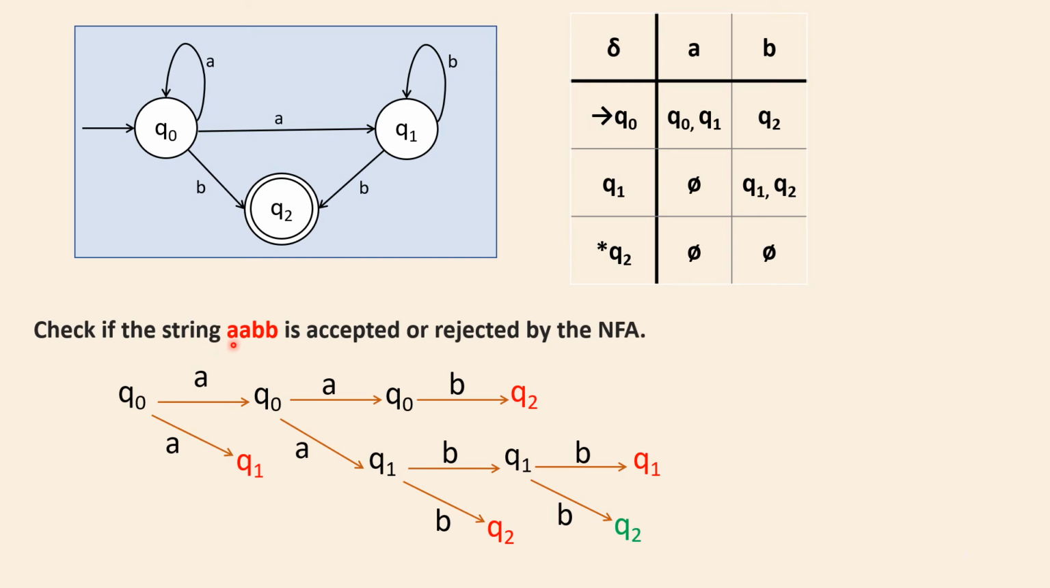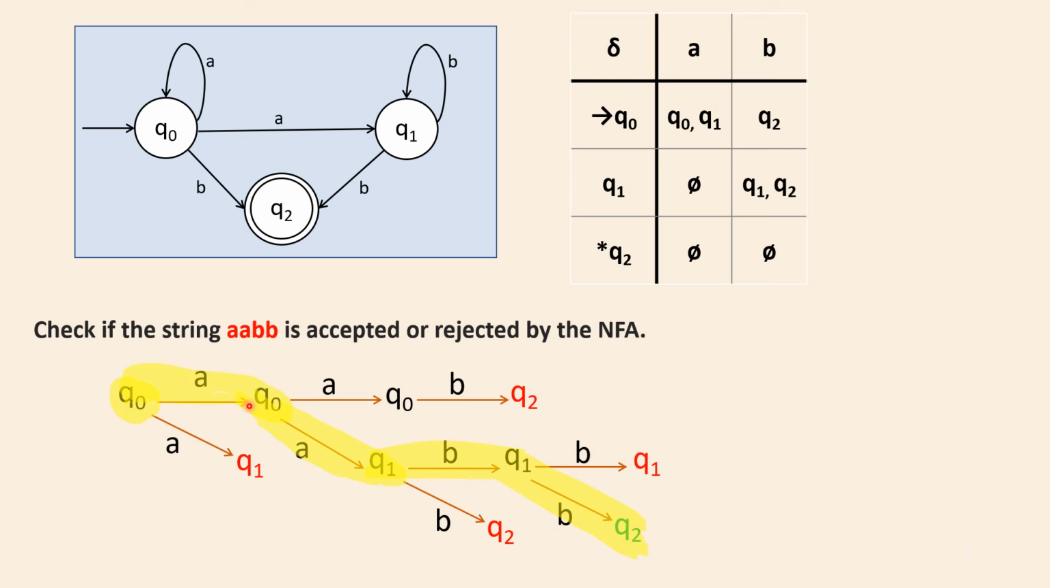So we have finished AABB. Now the last two states are Q1 and Q2. Q1 is a non-final state. Q2 is a final state. So we can tell that with respect to state Q2, the string is getting accepted. So AABB is getting accepted.